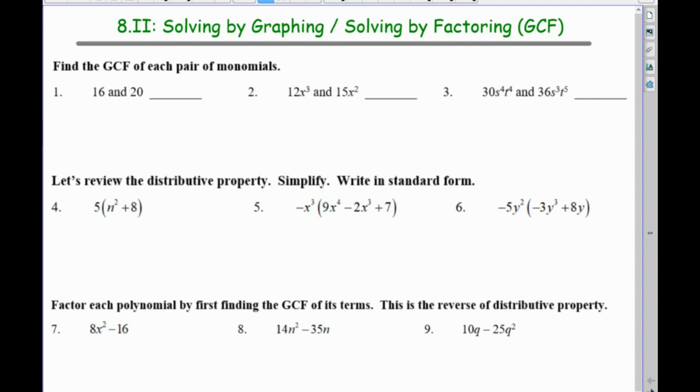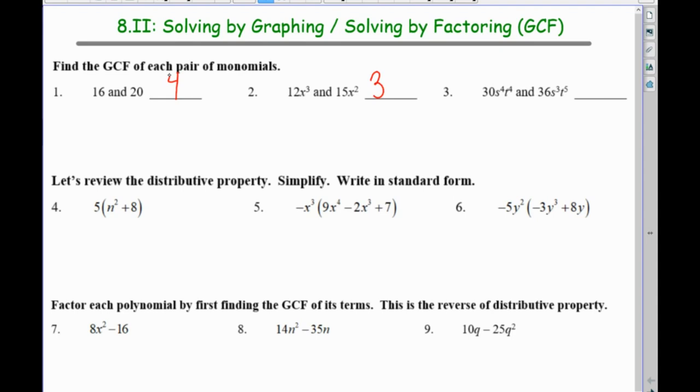So in that case, the biggest number that I could divide by and get a nice pretty number for both would be 4. So 16 divided by 4 is a pretty number, 20 divided by 4 is a pretty number. If I go any higher than that, it doesn't go in evenly to both numbers. Now, if you look at number 2, start with the 12 and the 15. What's the biggest number that divides evenly into 12 and 15? If you said 3, you are right.